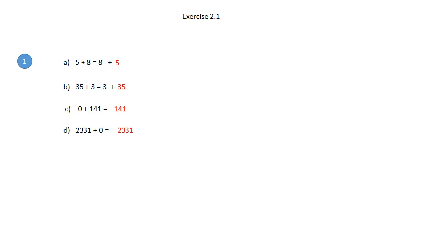Let's come to question number 2. Now in this, students, look here. First is given 13 plus 5 plus 7. Now these three numbers we are supposed to add. Now 13 plus 5. What is 13 plus 5? 18. And 18 plus 7.